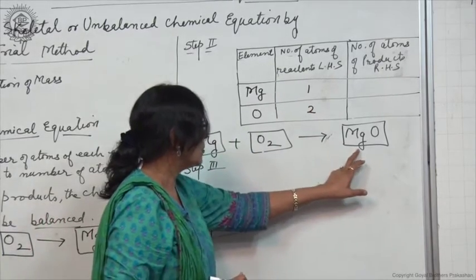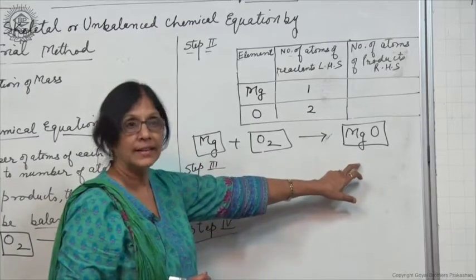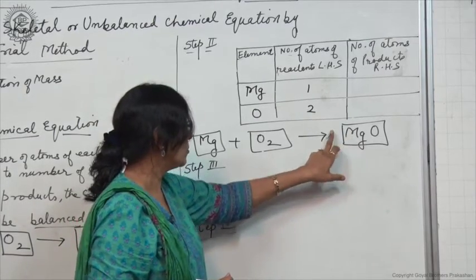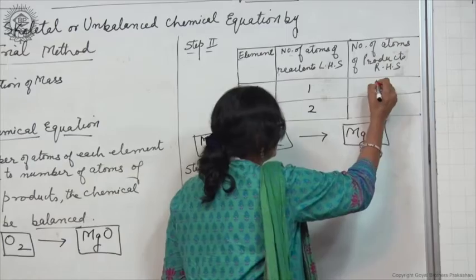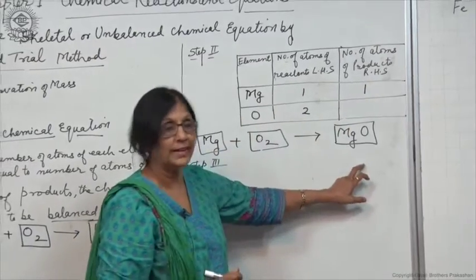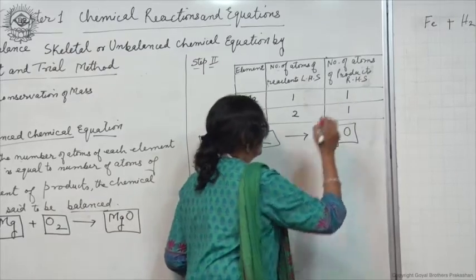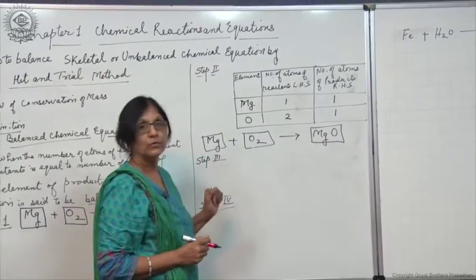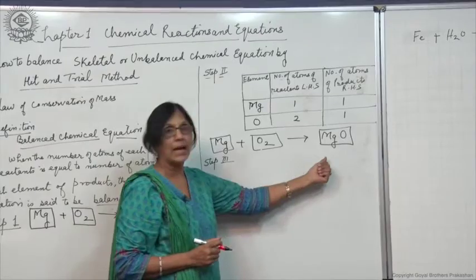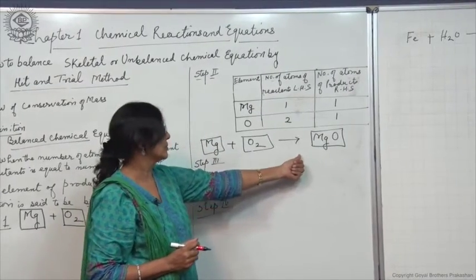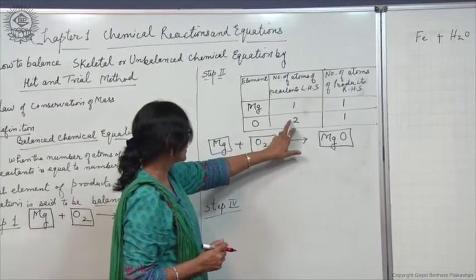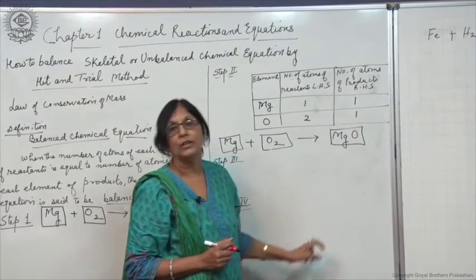Count the magnesium atoms on the right hand side. How many magnesium atoms? 1. And how many oxygen atoms? You can count for yourself. 1. So what do you think? Is the equation balanced? It is not balanced, because the number of oxygen atoms on both sides are not equal.